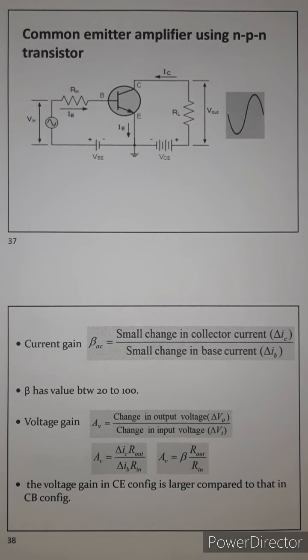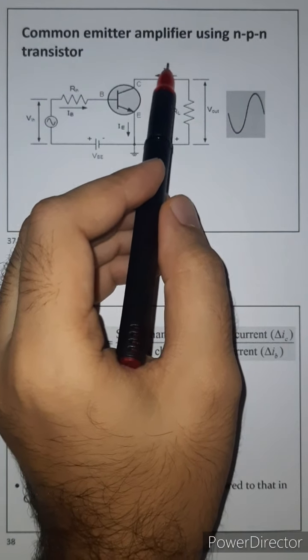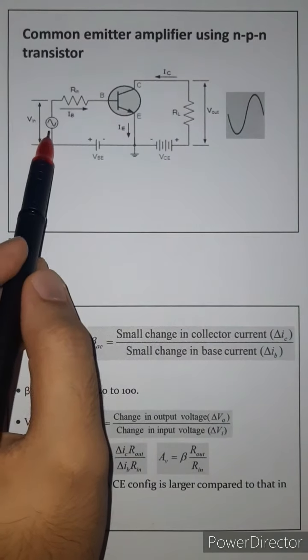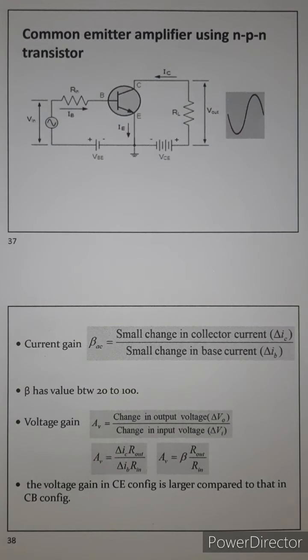Now moving on to common emitter configuration. In this particular diagram, I have used an NPN transistor as an amplifier in common emitter configuration, and again I can define the first term, which is current gain. Current gain is defined as the ratio of change in output current due to change in input current. So I can write current gain as delta IC upon delta IB. Since you all know that the value of this current gain parameter beta is always greater than 1, lying somewhere between 20 to 100, we will get a significant current gain in case of common emitter configuration.